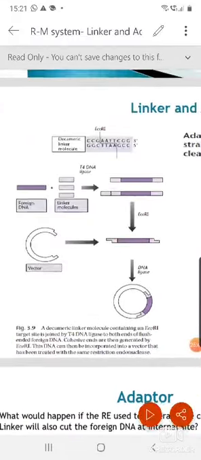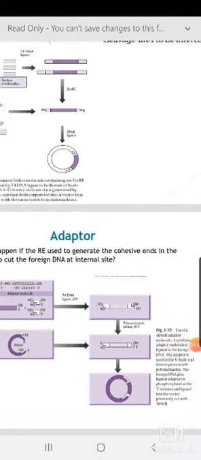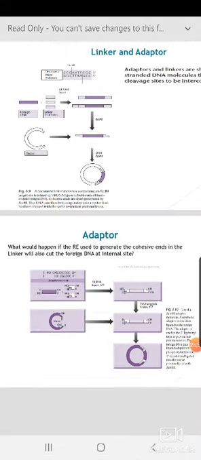Now this adapter and linker are very, very important. These are also examiner's favorite choice. So please go through it, practice it.